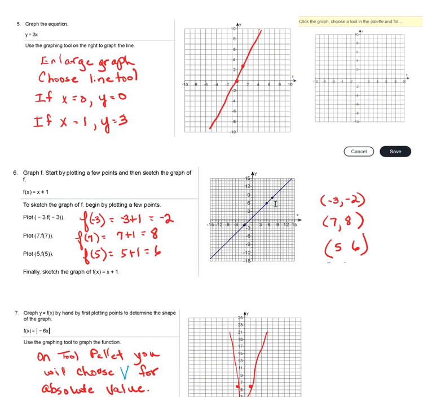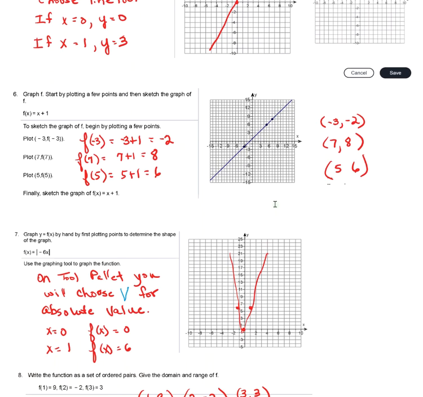Same thing for number 6. And I'm not sure, I think you do have to do the plots the same way. But you're given f of x is equal to x plus 1. So you're going to plot negative 3 and whatever f of negative 3 is. Plot 7, f of 7, plot 5, f of 5. So you're just plugging in those numbers into the given equation, and you get your y values.